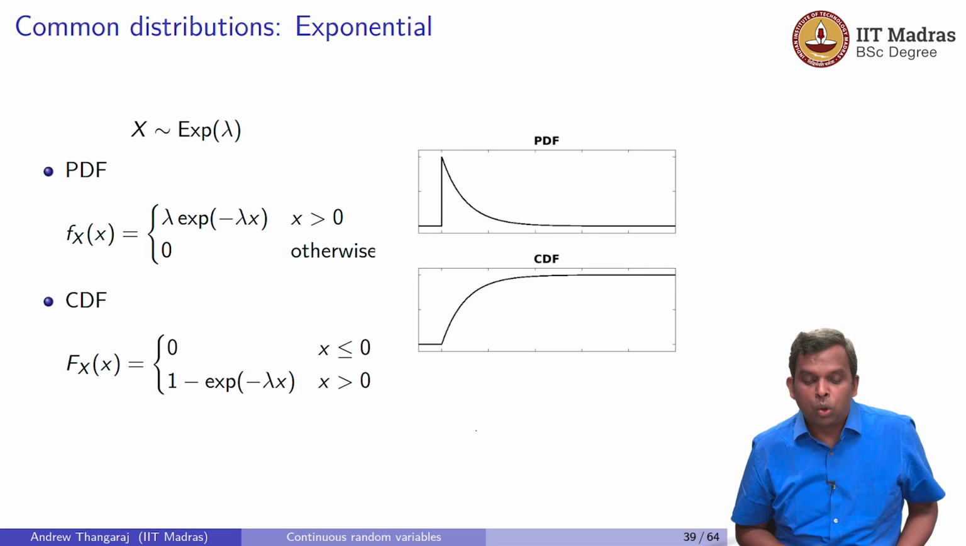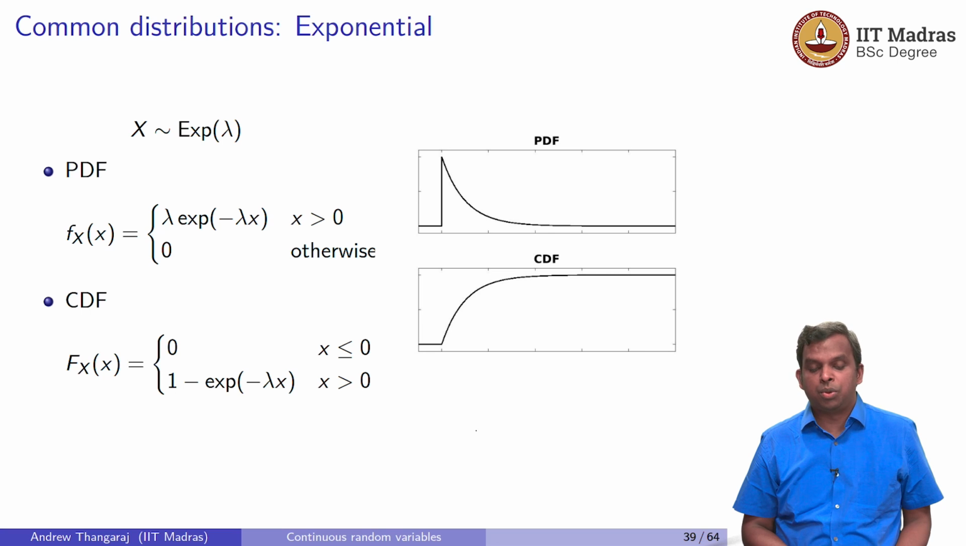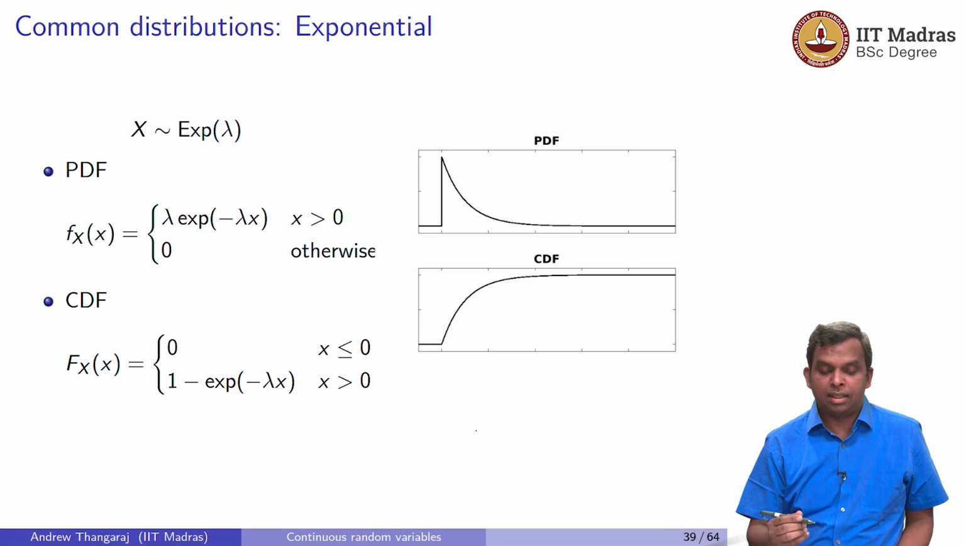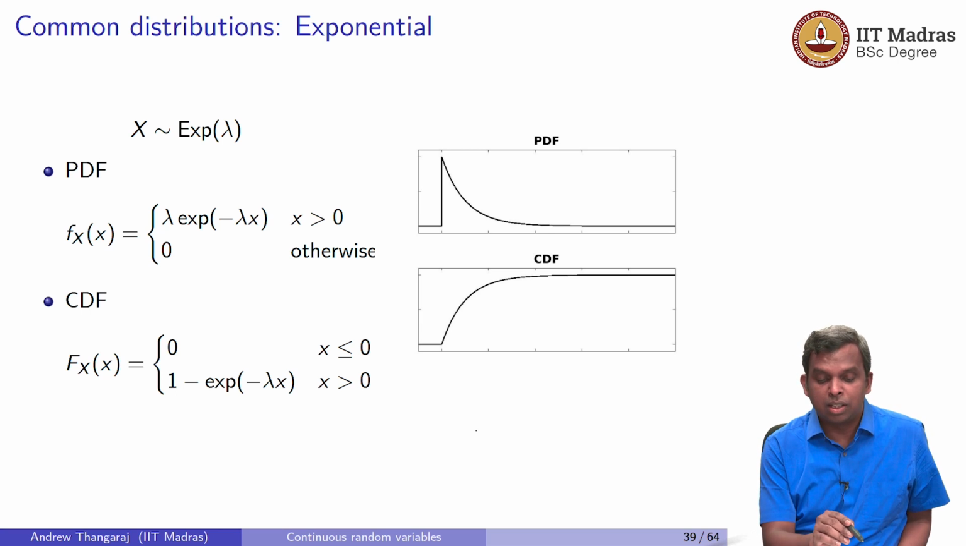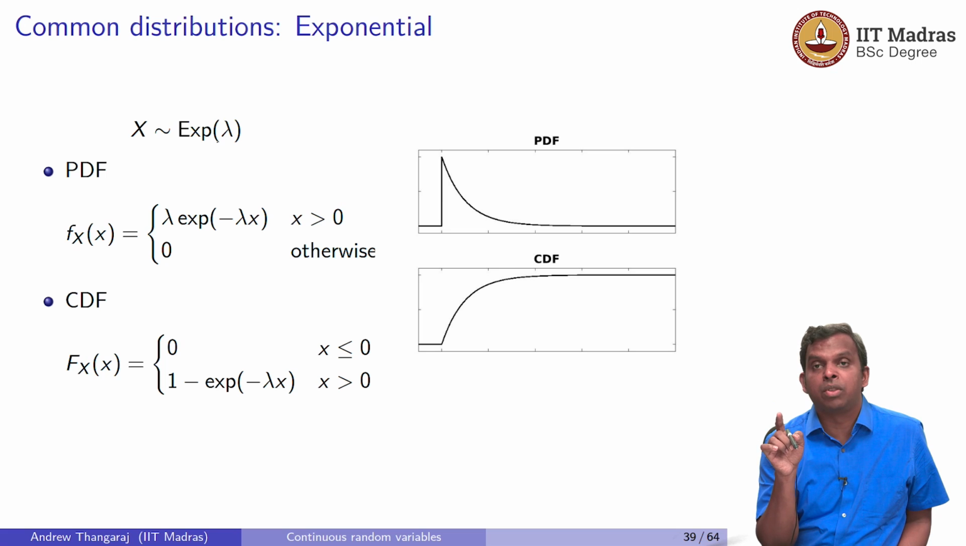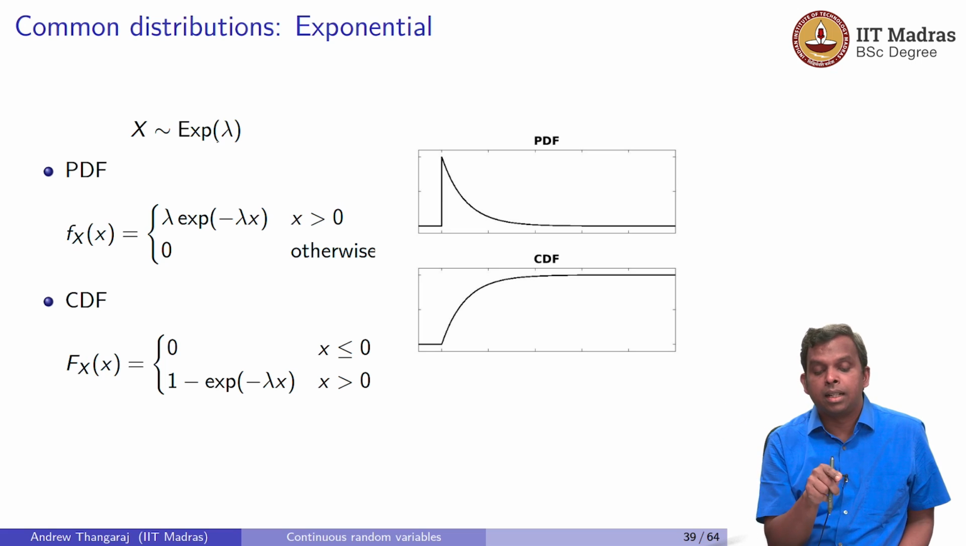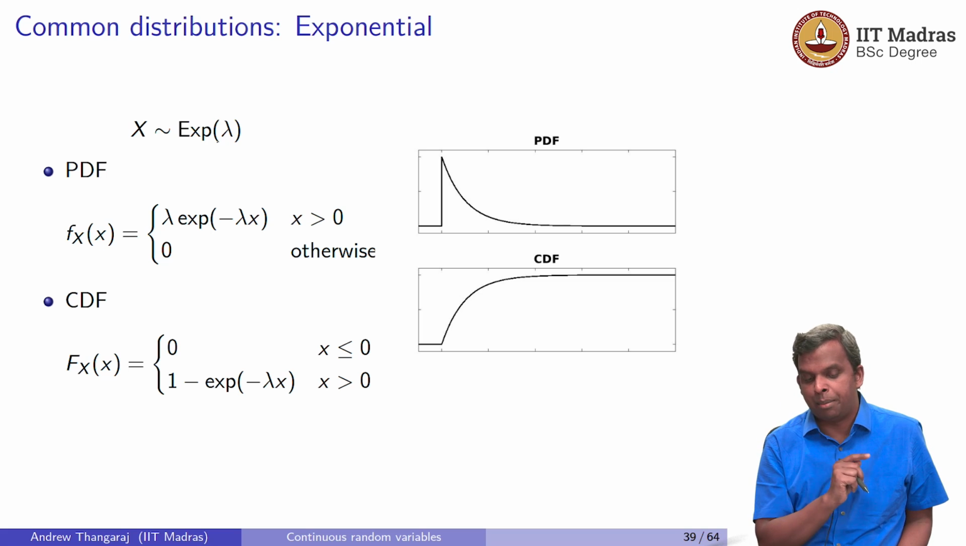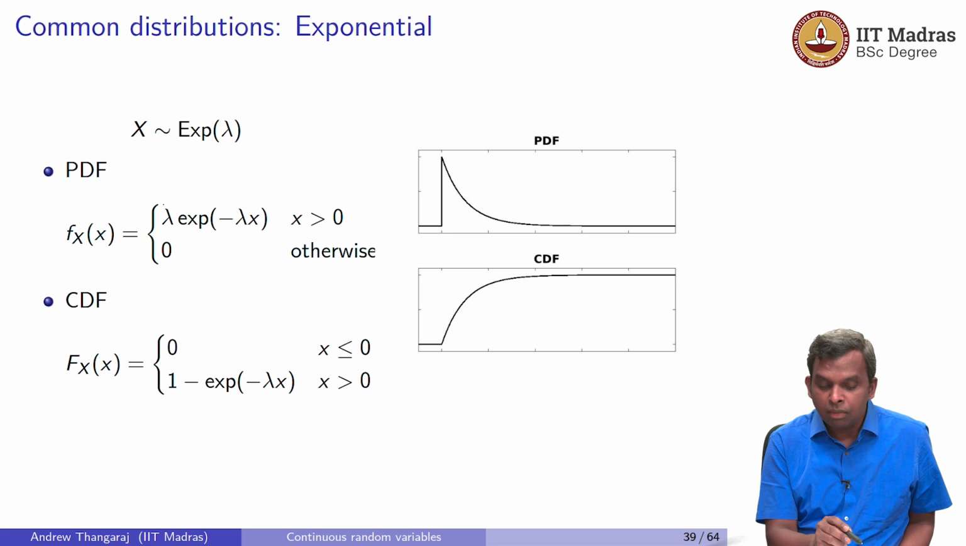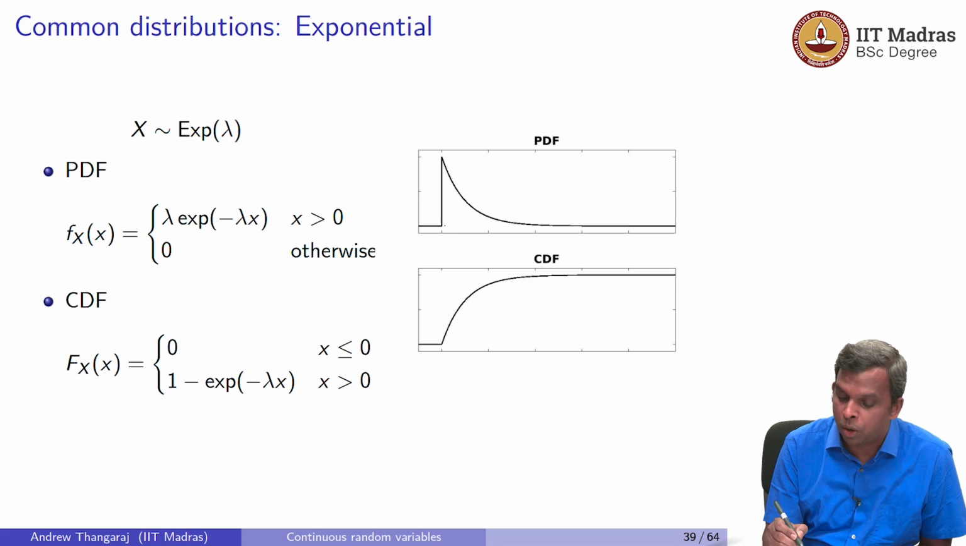Okay, so let's go to the exponential distribution. This distribution is also very common, and here is the PDF and the CDF given for you. This is the notation: X tilde, x is distributed exponential with parameter lambda. In the uniform case, we had two parameters, a comma b, the starting point and ending point of the interval. In the exponential case, you have only one parameter lambda, and the PDF is lambda e power minus lambda x for x positive.